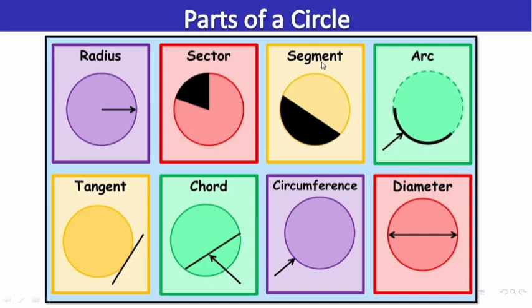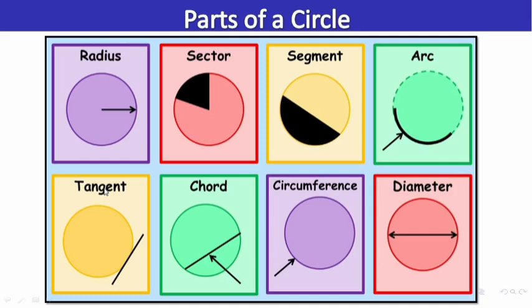Segment. A segment is a part of a circle. This part of the circle, the black colored part, is known as the major segment. I'm sorry, here this is called the major sector and this is called the minor sector. This is also called the major segment, and this is called your minor segment. Next is arc. Just a small part of the circumference or the boundary is known as an arc.